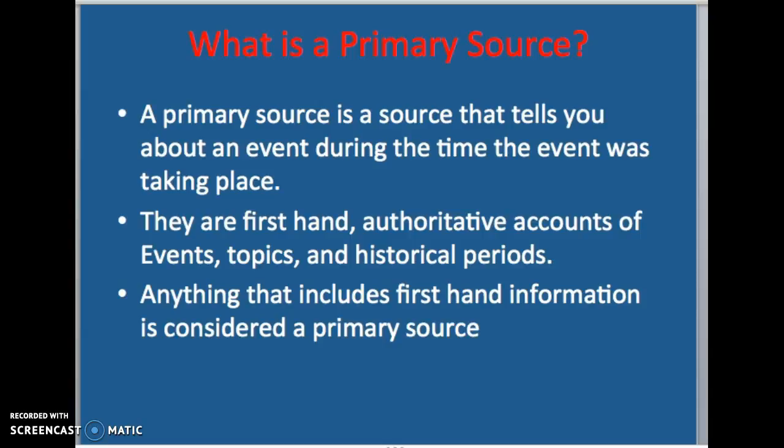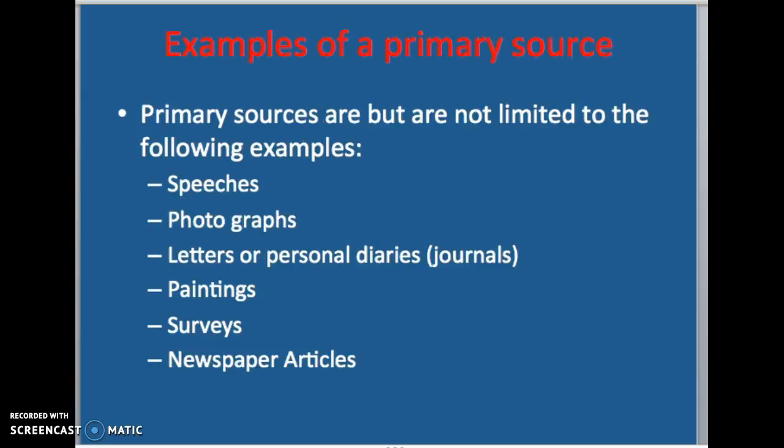Primary sources are important because they allow you to form your own argument and opinions about a topic, and allow you to evaluate information to support your thesis and critique an original piece of work based on your own ideas. Examples of primary sources are, but are not limited to, the following: speeches, photographs, letters or personal diaries and journals, paintings, surveys, and newspaper articles.